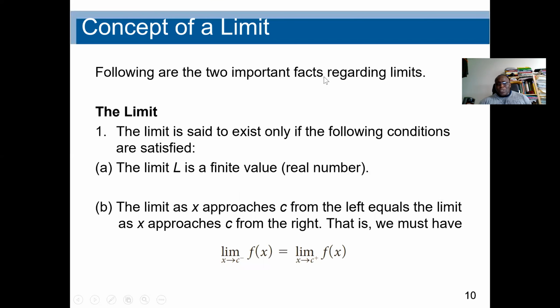So following are the two important facts we have to regard on limits. The limit is said to exist only if the following conditions are satisfied. One, the limit L is a finite value, a real number. Also, the limit as x approaches c from the left equals the limit as x approaches c from the right. That is, we must have f at x equal to f at x. When x approaches both negative c and positive c, they must be equal. So this condition must be met.